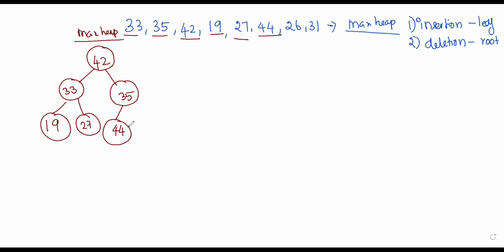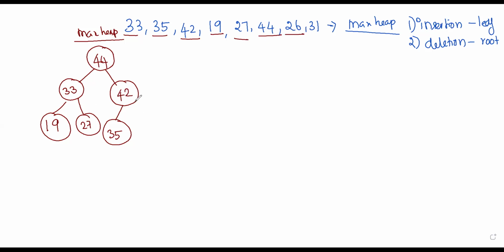Okay, so how to insert 44? I have inserted 44 in the tree. Now check with its parent. The parent has the lesser value. Since it is a max heap, the parent should have the greater value, so I'll swap it. 44 here and 35 here. Now again, check the swapped node with its parent. So 44 and 42, swap it. Since it's a max heap, the greatest value should be at the topmost position, 44 and 42. Okay, so now it is a max heap and complete binary tree.